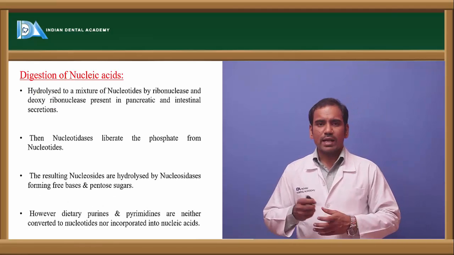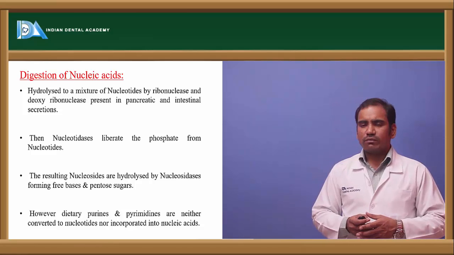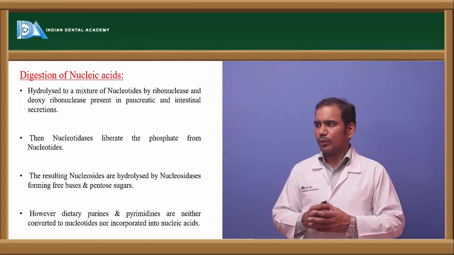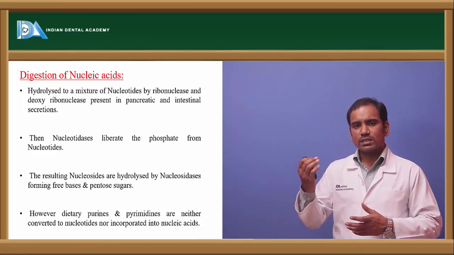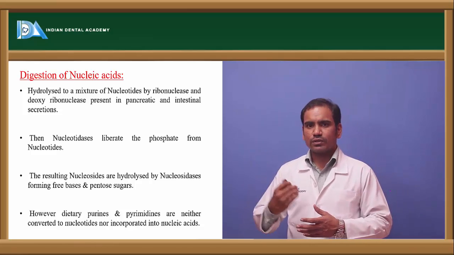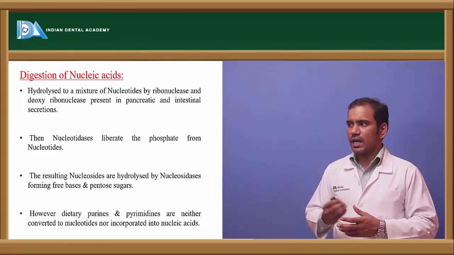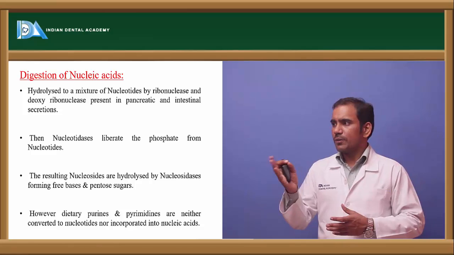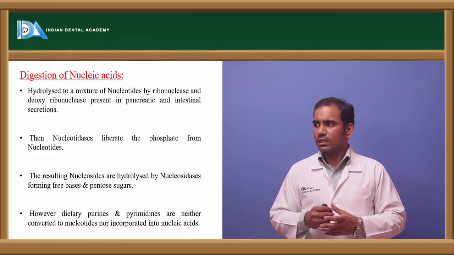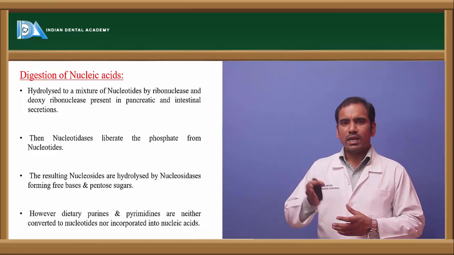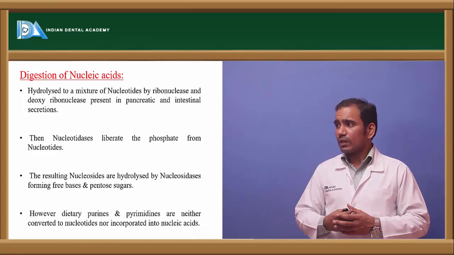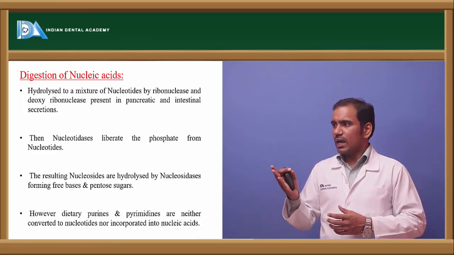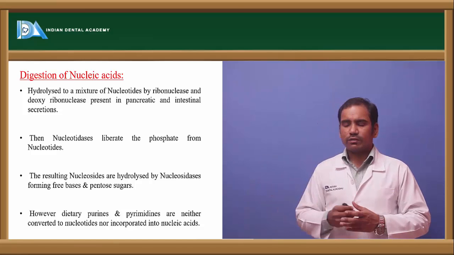That cyclic AMP acts as a second messenger. Whatever nucleic acids are taken in the diet are converted into the corresponding purines and pyrimidines, with the release of phosphate and sugars by the sequential action of some enzymes. Nucleic acids are first acted upon by the enzymes present in the pancreatic and intestinal secretions, those are ribonucleases and deoxyribonucleases. They act on the DNA and RNA and release the groups from that deoxyribonucleic acid and RNA.